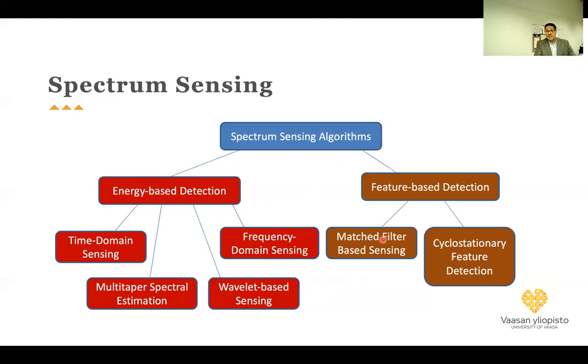So they demodulate the signal and then they match it, to be sure whether there is a primary user signal in that area or not. But of course, this one is very costly compared with the others. And then we have the cyclostationary feature detection.